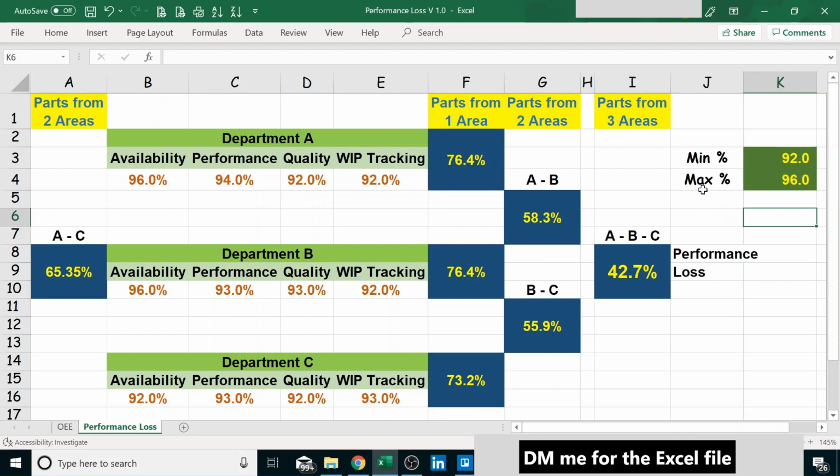So now, the numbers don't seem too bad. 92%, 96%, not too bad, right? But when you multiply all of them, let's say this product is going to go through those three departments or three processes or whatever it is, it could go down all the way to 42%. Wow, that's bad. That is a performance loss.